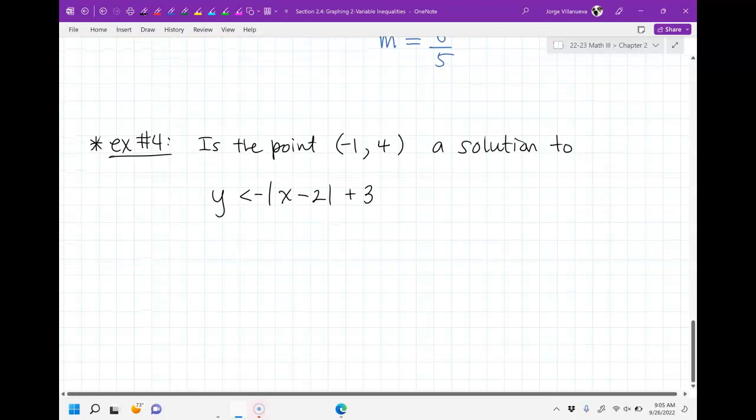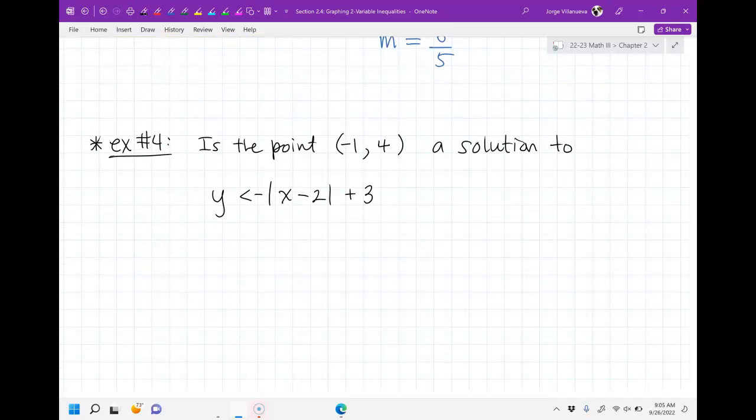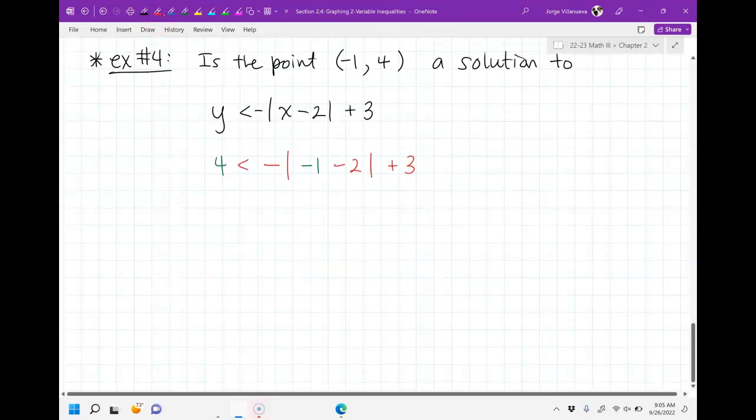Don't worry, you're not going to be graphing any absolute values. They're just making you do it as a plug-in problem. Okay? So I'm going to plug in negative 1 for x and a 4 for y. So here we go. 4 is less than negative absolute value. Let me change it to green just so it's a little bit more obvious that I'm about to plug in that number. Okay, so there's my x, y. I just plugged it in. And let's work it out.